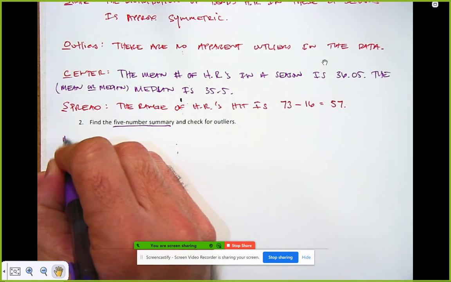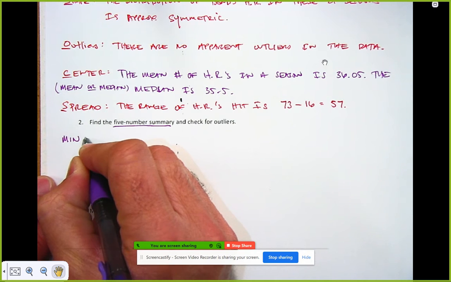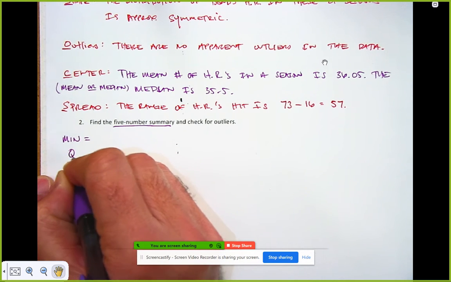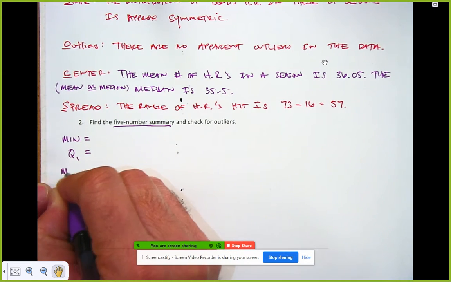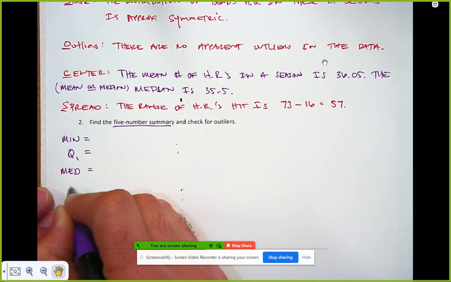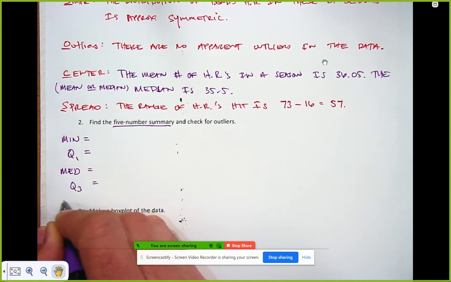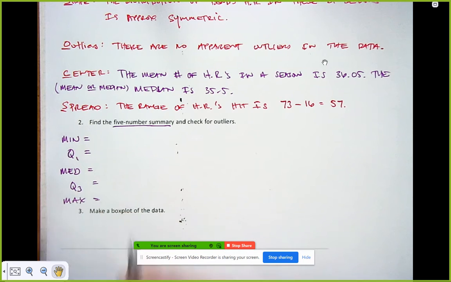It's the min. It's quartile 1. It's the median. It's quartile 3. And it's the max. Okay, now I put this in my last video yesterday, but I'm going to do it again in case somebody randomly watches this instead of the other one.